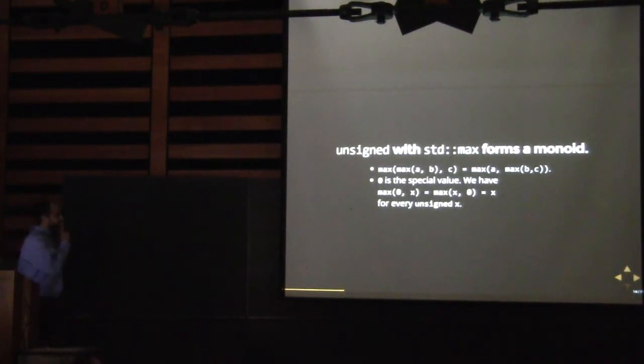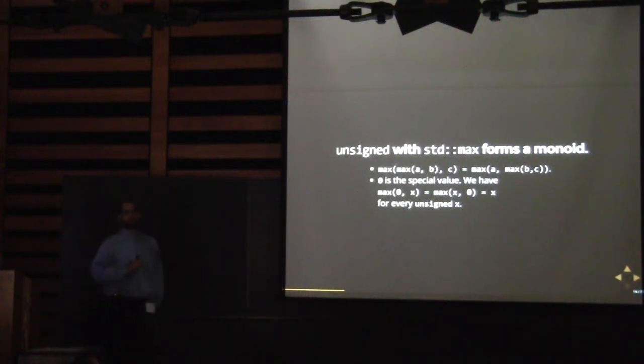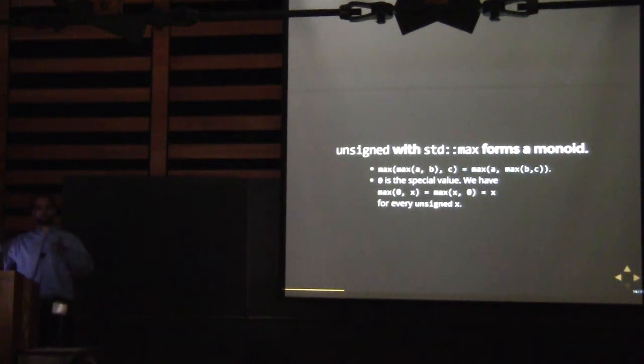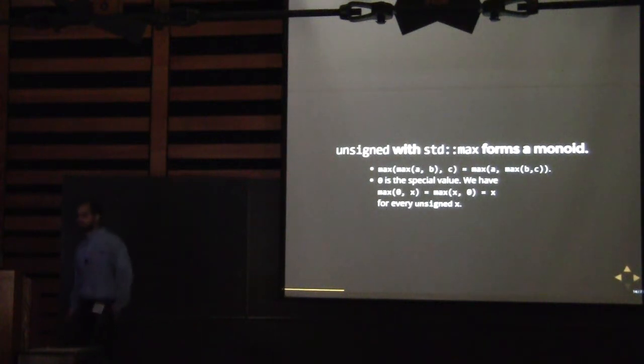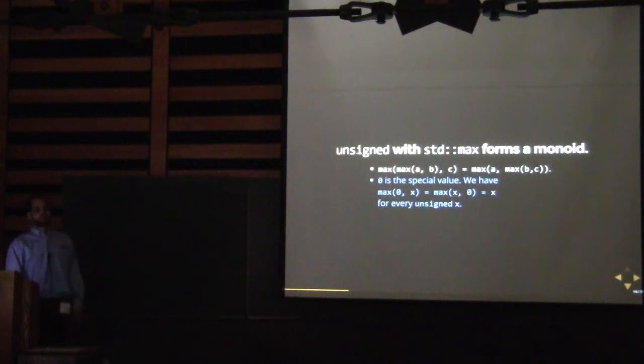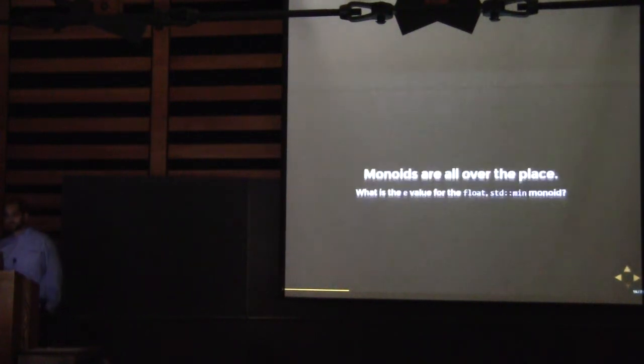Unsigned with std max forms a monoid. It has this associative property: you can apply max with three elements and put the parentheses in any place, and you get the same thing. And 0 is the special value, because max of 0 and x is equal to max of x and 0, which is always equal to x for every unsigned x. Does that all make sense so far? All right, then we're going to start to get to the easy stuff.